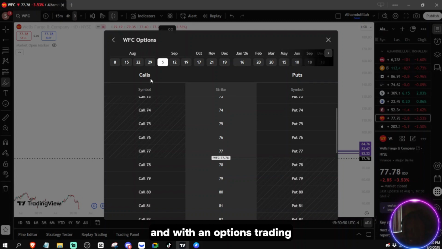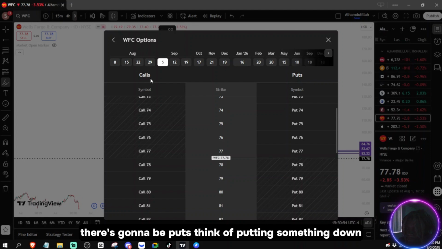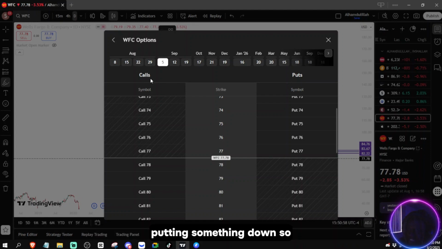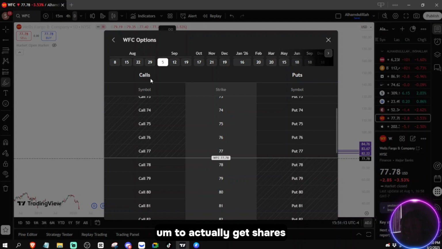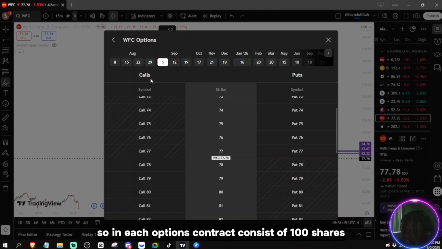And within options trading, there's going to be the opposite of calls. There's going to be puts. Think of putting something down. So if you think the price of a stock is going to go in a downwards direction, then you'll be able to purchase a put. And people are able to cash in these contracts to actually get shares. Each options contract consists of 100 shares.